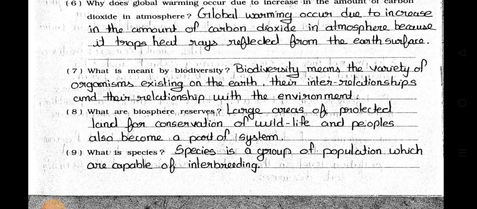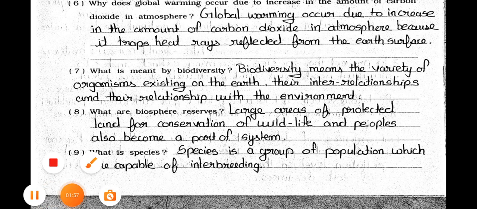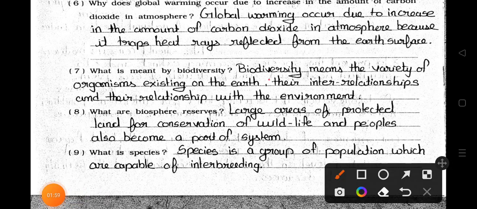Question number 7. What is meant by biodiversity? Answer is biodiversity means the variety of organisms existing on the earth, their interrelationship and their relationship with the environment. Number 8. What are biosphere reserves? Answer. Large areas of protected land for conservation of wildlife and peoples also become part of the system.